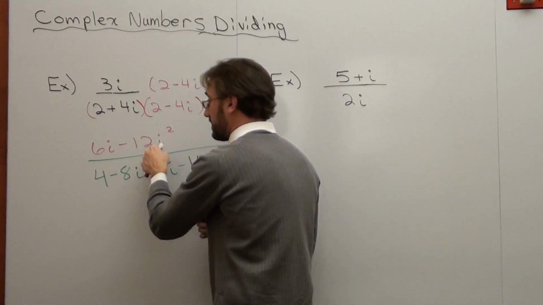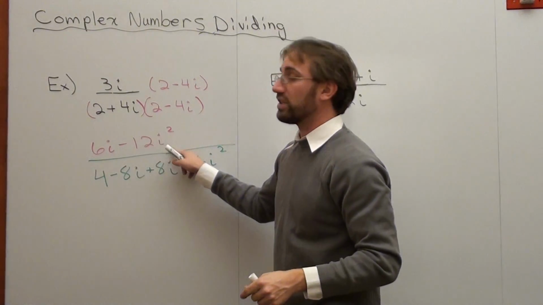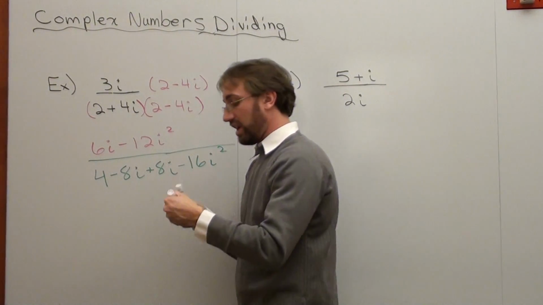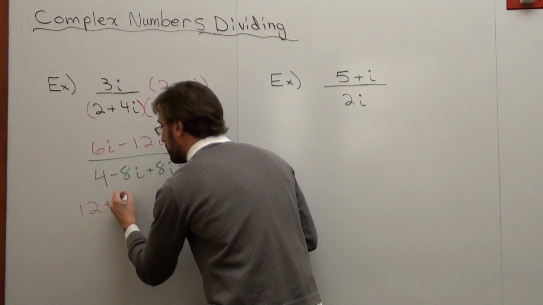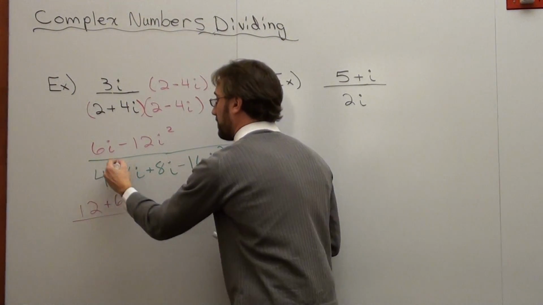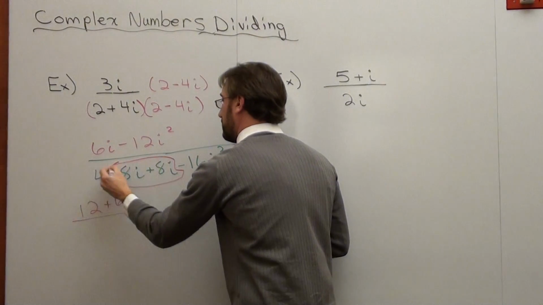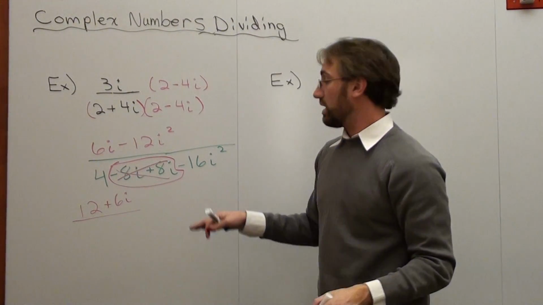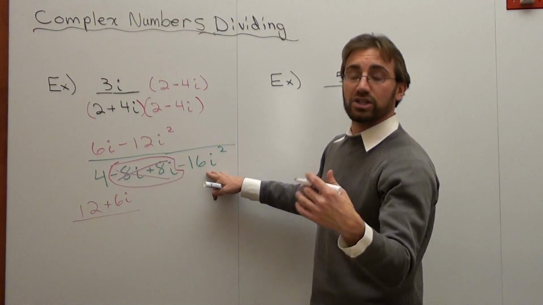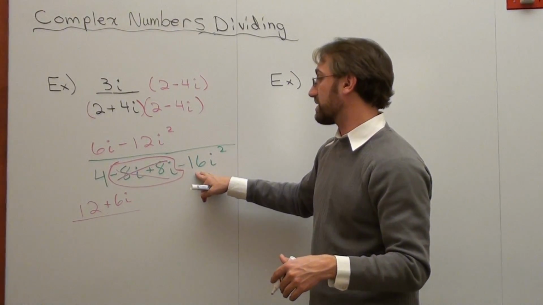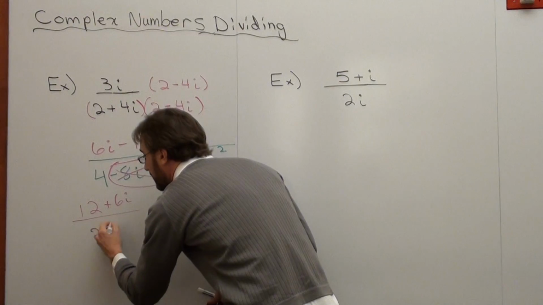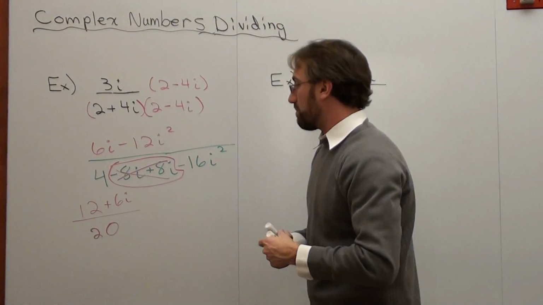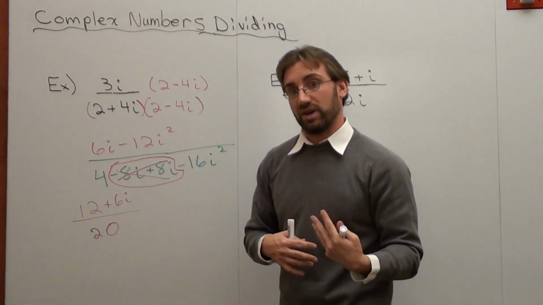So this is actually 12, because negative 12 times negative 1 is 12. I'm going to put that first. Plus 6i over, these two terms cancel out, and negative 16i squared, and i squared is negative 1. Negative 1 times 16 is 16. 16 plus 4 is 20. Not quite done just yet, because I can factor out a number.